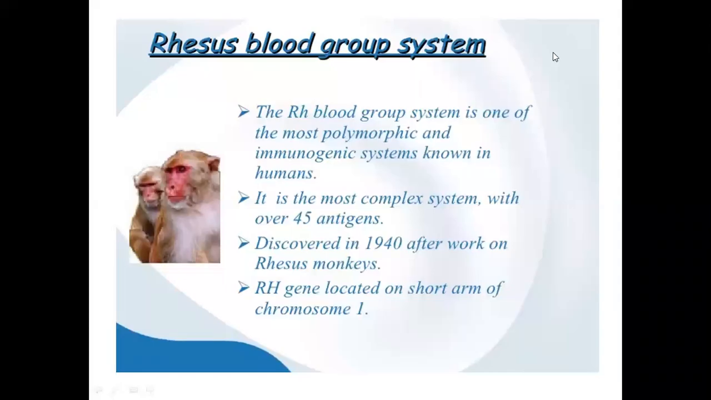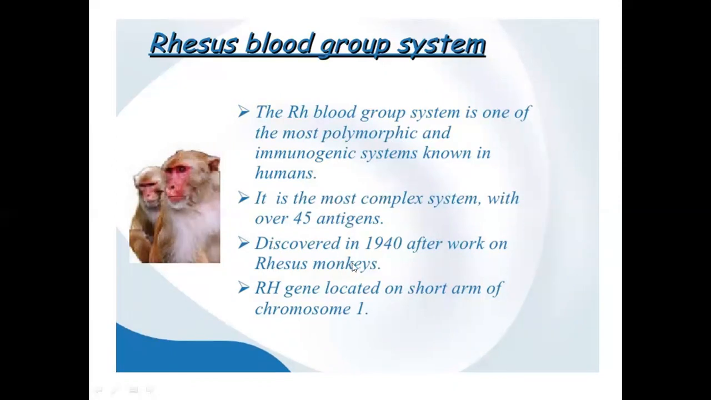This video lecture is on the Rhesus blood group system. The Rh blood group system is one of the most polymorphic and immunogenic systems known in humans. It is the most complex system with over 45 antigens. That is why it's called polymorphic, because it has 45 antigens. But of these 45, there are only 5 immunogenic antigens, which will be discussed in the incoming slides.